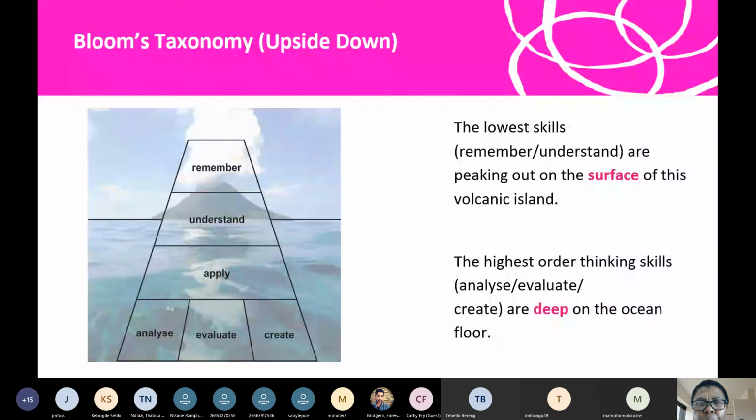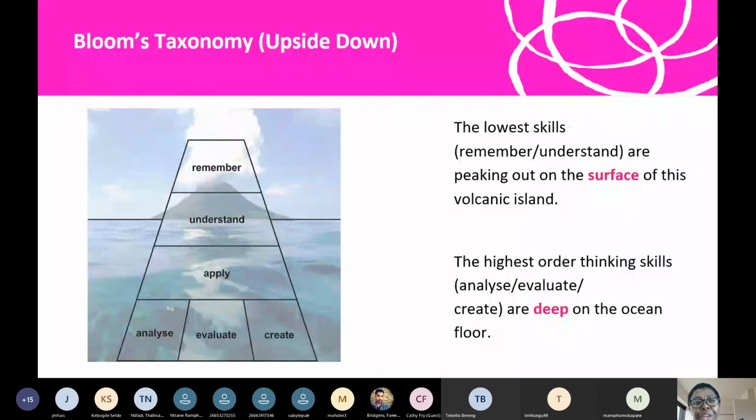And we ask the questions, can you remember? What is the definition of so and so? What is the definition of critical thinking and problem solving? That's a lower level question. That's a surface question. We need to move the learners to higher order thinking, to be able to apply, to analyze, to evaluate, and to create.